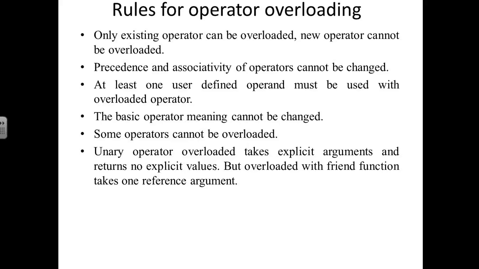And the unary operator overloaded takes no explicit arguments and returns no explicit value, right? We have seen one example. For a unary operator member function, if it is a normal member function, it won't take any argument explicitly. If it is a friend function, it takes one argument, and that argument is the reference argument. So these are the rules for operator overloading.